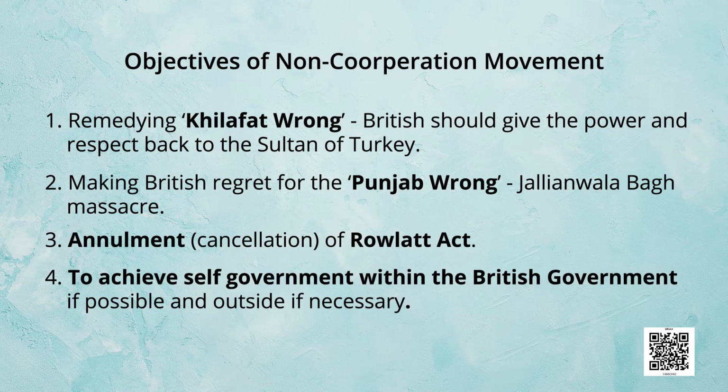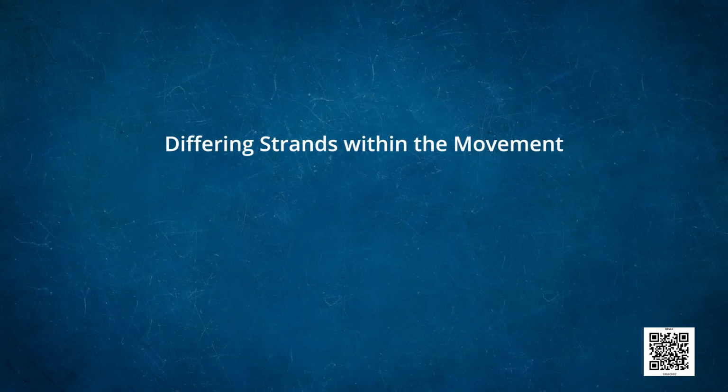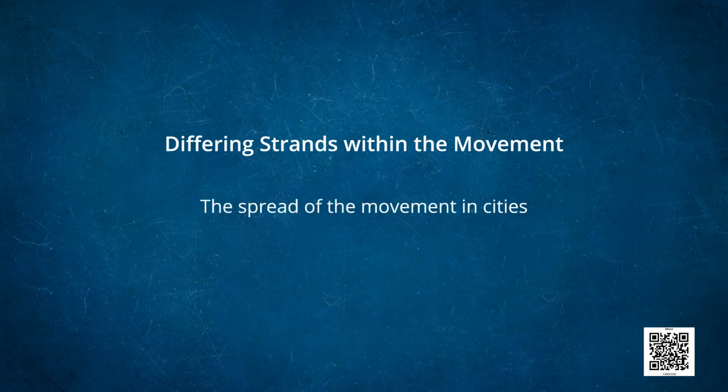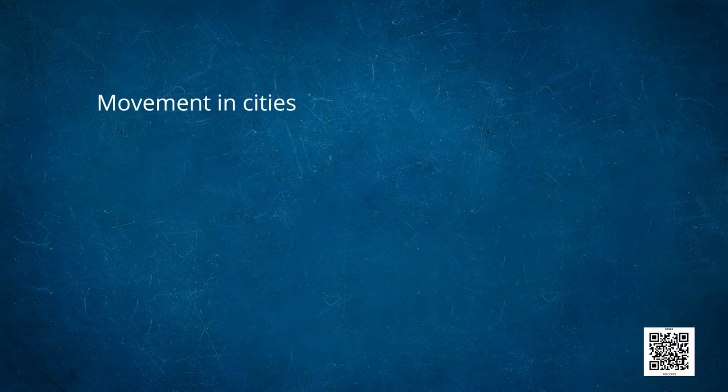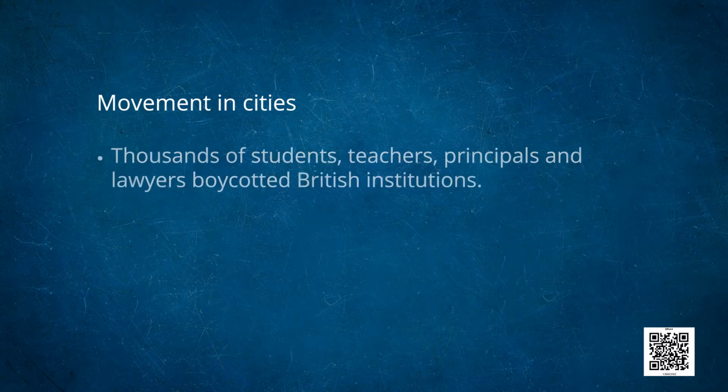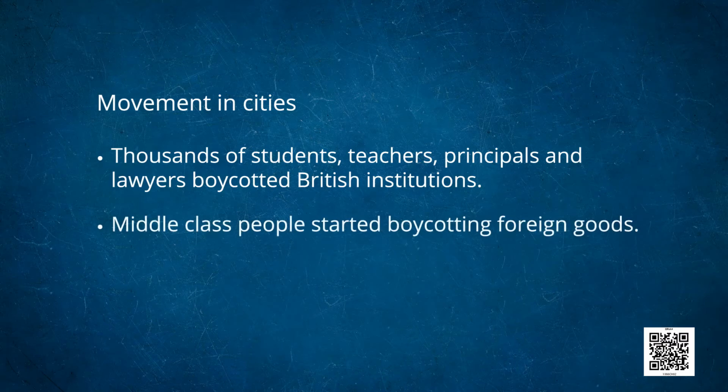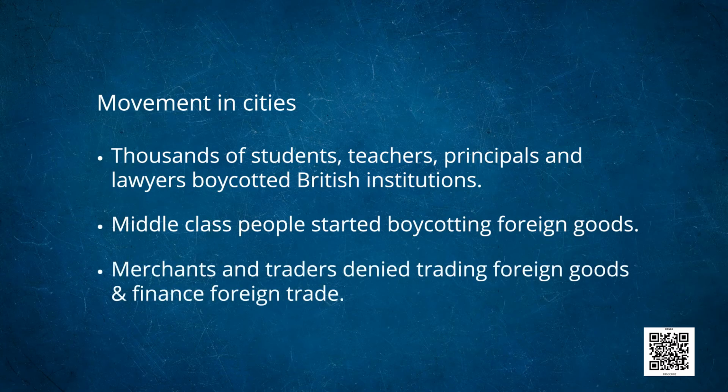Now we will talk about the differing strands within the movement. First, we will talk about the spread of the movement in cities. In cities, the movement started with the participation of the middle class people. Thousands of students, teachers, principals, and lawyers boycotted the imperial institutions. Middle class people started boycotting foreign goods. Merchants and traders denied trading foreign goods and to finance foreign trade.